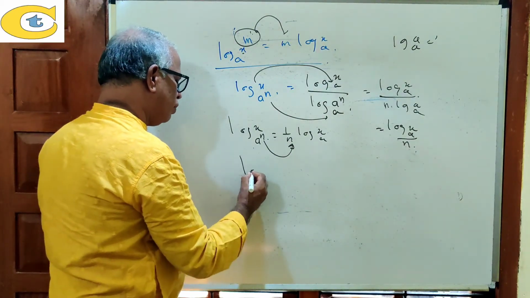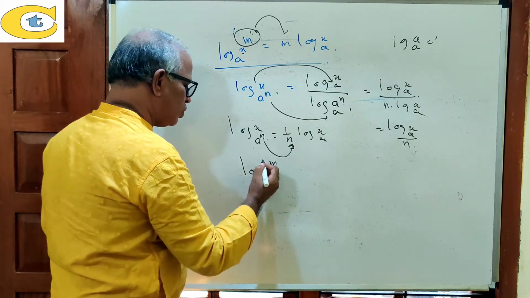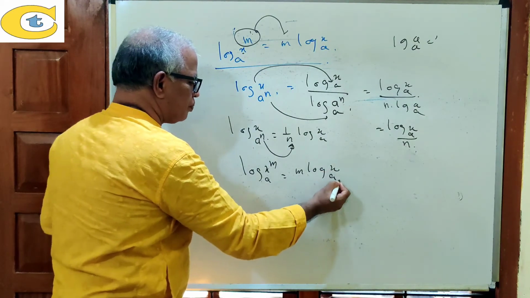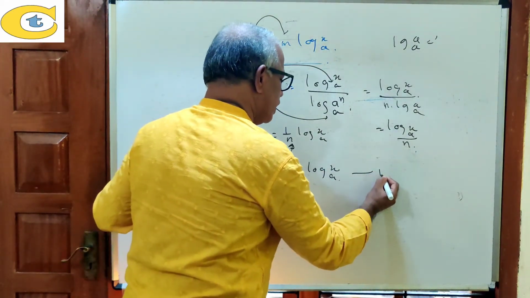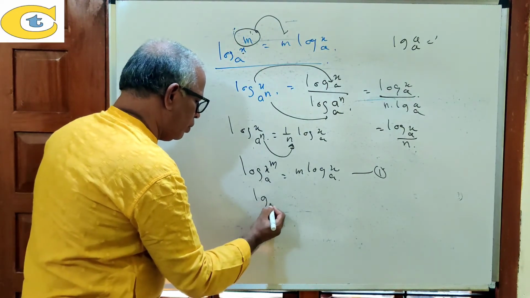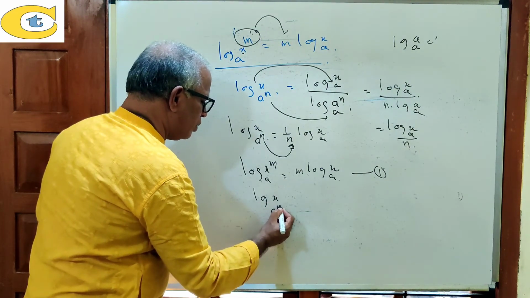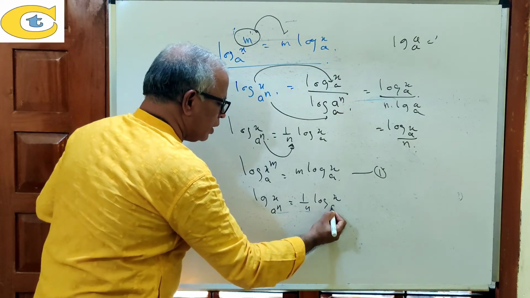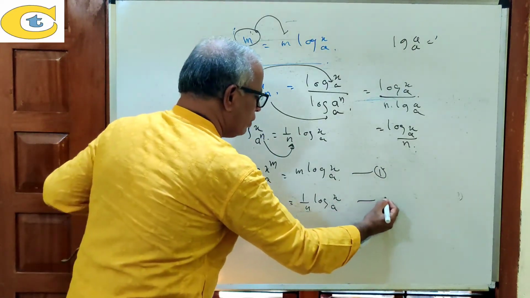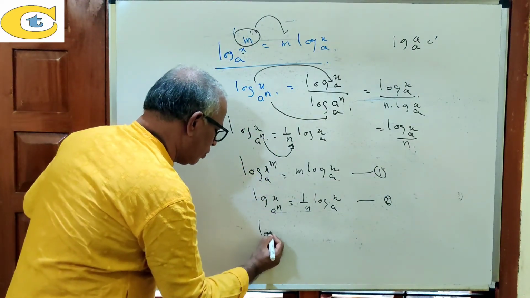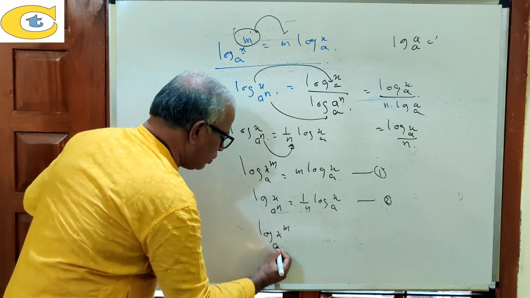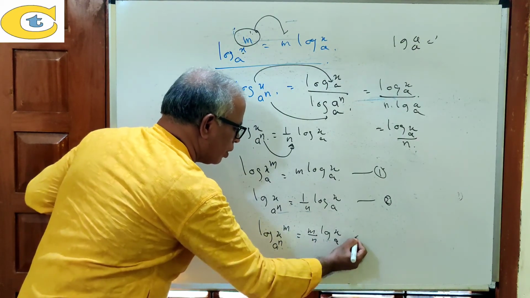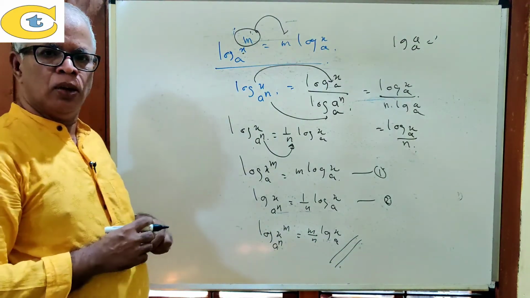Combine this formula. Logarithm of x raised to m to the base a is equal to m into log of x to the base a. This is the first one. Second one, logarithm of x to the base a raised to n is equal to 1 by n logarithm of x to the base a. Combine these two. What we can write is logarithm of x raised to m to the base a raised to n is equal to m by n logarithm of x to the base a. I hope you followed it.